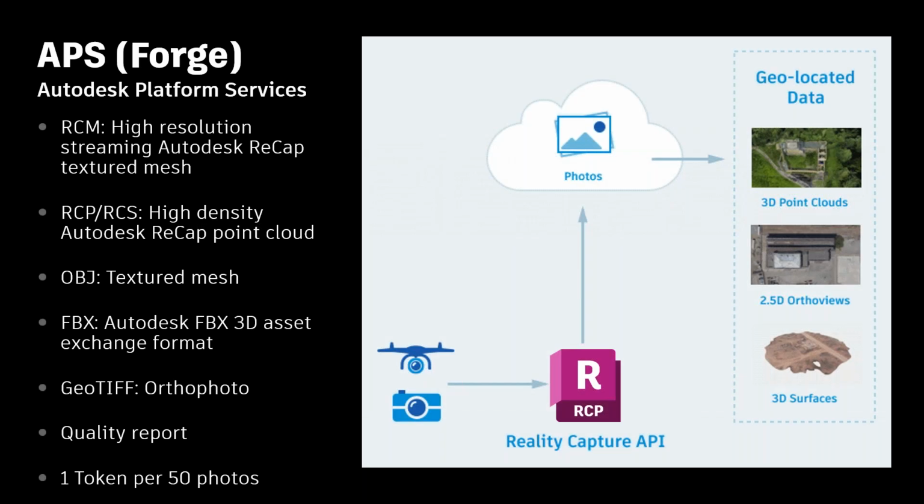APS, the platform services, formerly known as Forge. On the flip side, we have this, which will allow us to take those photos, those aerial photos, and create that mesh file, the point cloud, the OBJ textured mesh, an FBX, our GeoTIFF, and a nice little report of the quality of, say, overlap of those photos, help identify any kind of gaps in that drone capture. This also requires tokens, just like before, 1 token for every 50 photos.